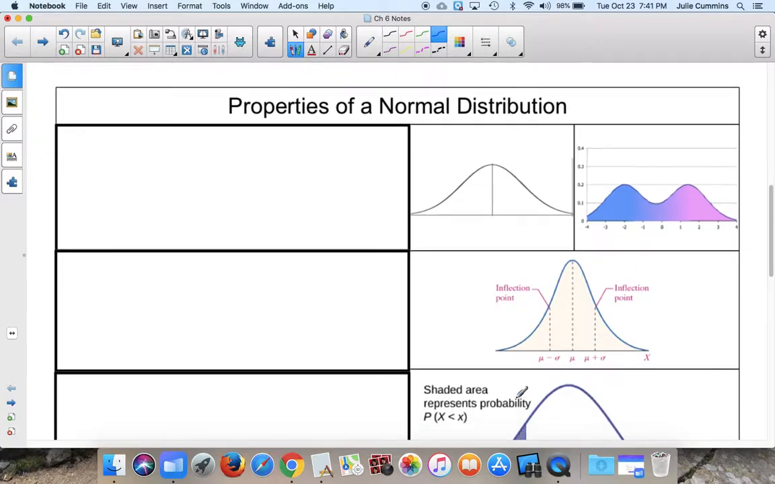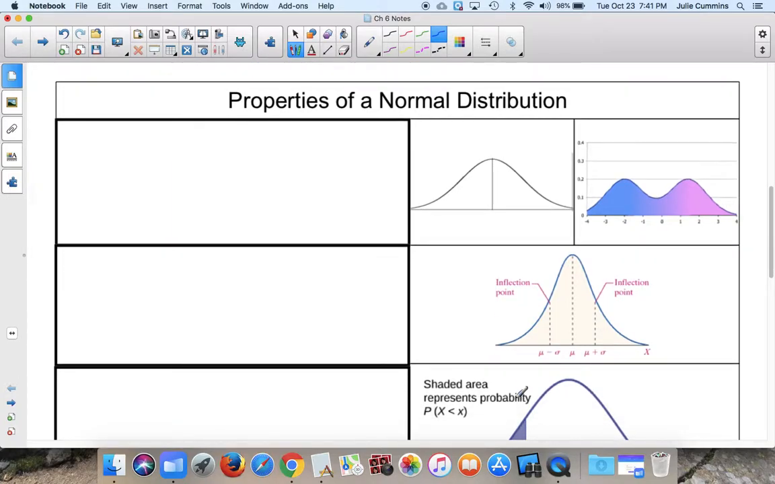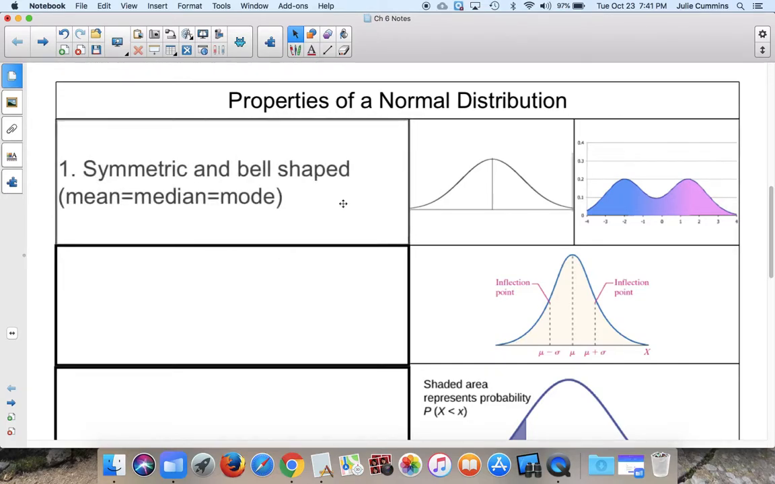So properties of a normal distribution. When we say something is normally distributed, there are a few things that we mean by that. The first thing is that it's symmetric and bell-shaped. Both of those things have to be true. So you can see over here, this first one is bell-shaped and it's symmetric. And right here, this is the mean, median, and mode. And they're all the same, or really, really close to the same.